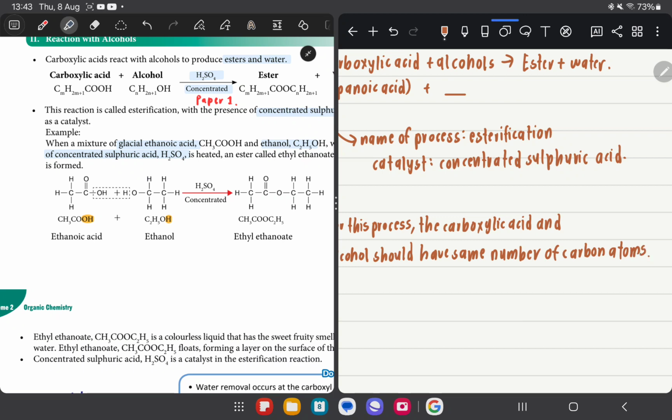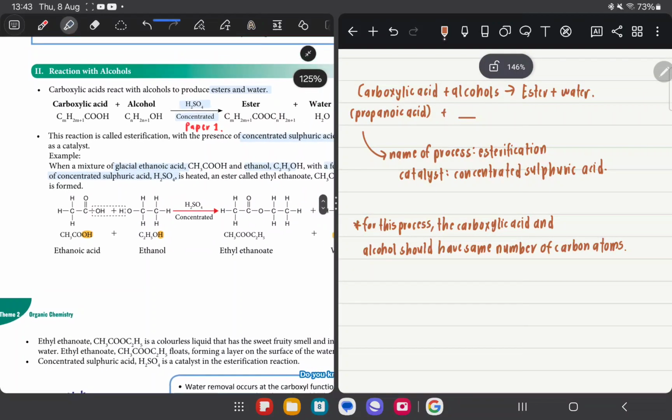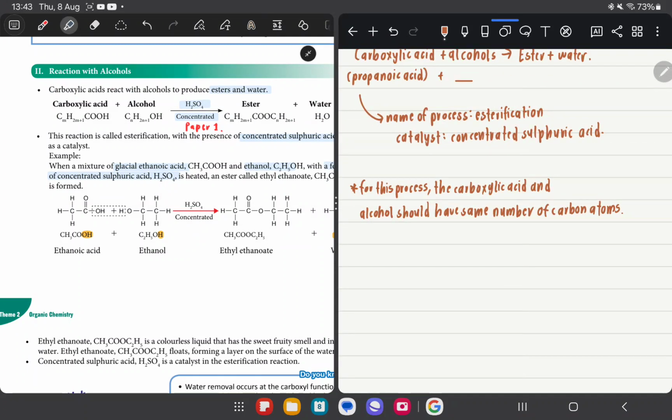Okay, so dah settle. The main thing here is I want you to tahu that when a carboxylic acid reacts with an alcohol, dia punya process is esterification, and the catalyst is concentrated sulfuric acid. Tu saya nak you tahu. And for this process, remember that the carboxylic acid and alcohol tu kena ada same number of carbon, bukan same family lah, same number of carbon. Kalau ni daripada prop, ni pun daripada prop juga. Tak kisah ini propanol, ini propanoic acid ke apa-apa pun, depan tu mula dengan prop. Kalau carboxylic mula daripada but, alcohol pun mula daripada but juga. Faham? Saya dah ulang banyak kali benda ini.